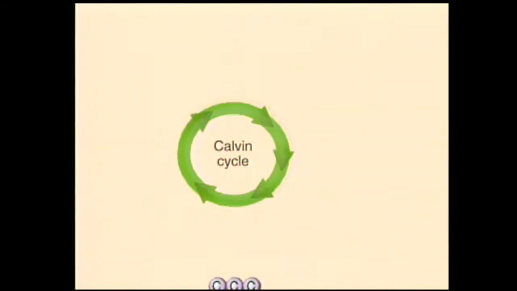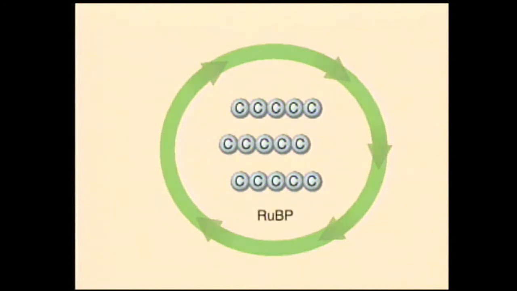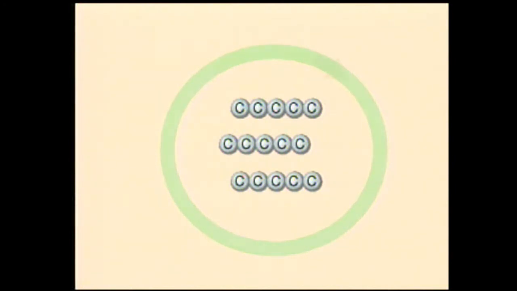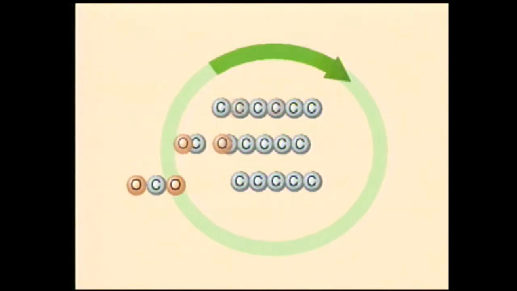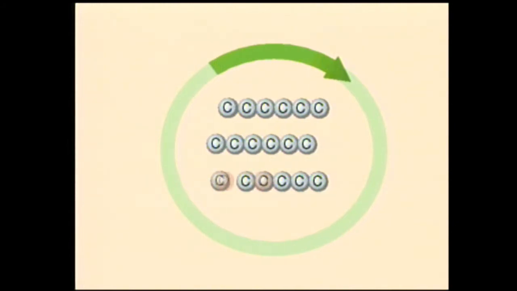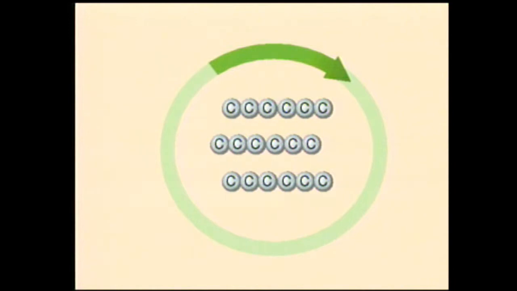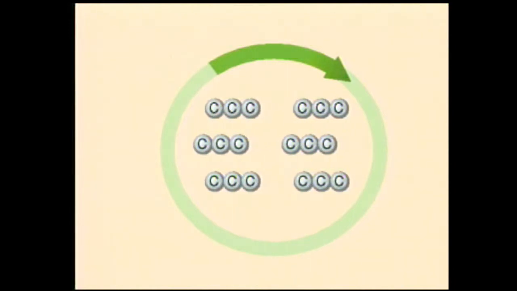The starting compound for the Calvin cycle is a 5-carbon compound called RuBP. During the first step of the cycle, one molecule of carbon dioxide is added to each of 3 RuBP molecules. The plant absorbs carbon dioxide from the surrounding air. The 3 RuBPs become 6 carbon molecules. Each of these molecules splits in half, forming 6 3-carbon molecules called PGA.